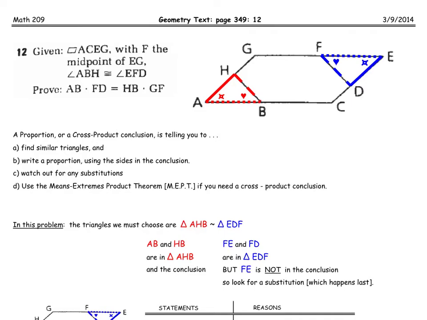I marked the diagram so that you could see the corresponding parts, that AB, which is dotted, is corresponding to FE, which is dotted, and that HB, which is dashed, is corresponding to FD, which is dashed. I also marked the angles for you so that you could see the opposite angles in the parallelogram and the given angle in the given. Now let's look at the proof.